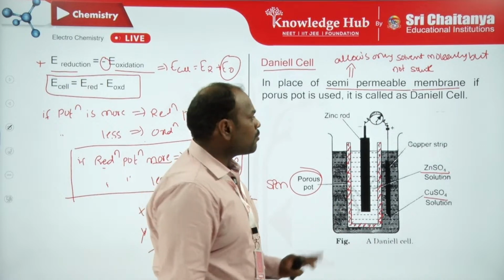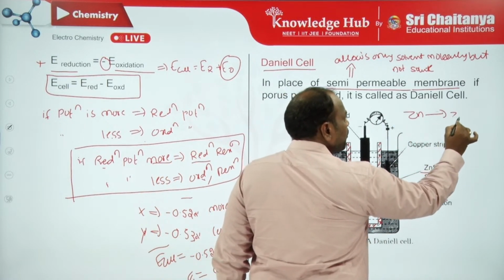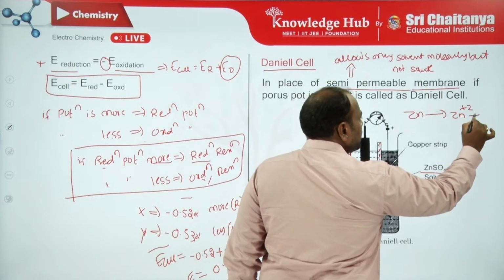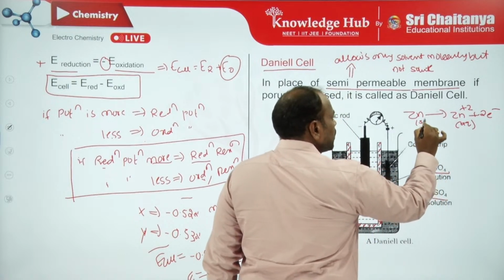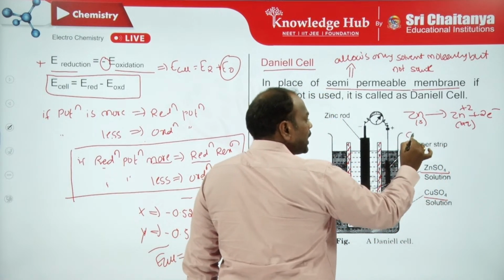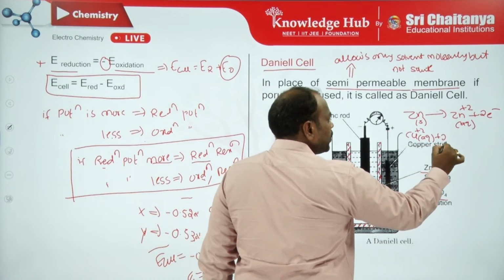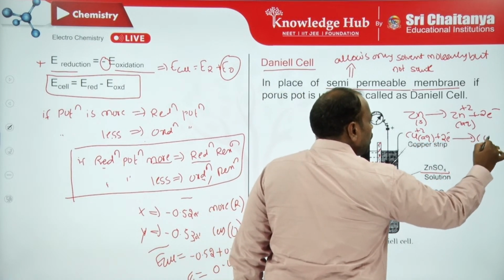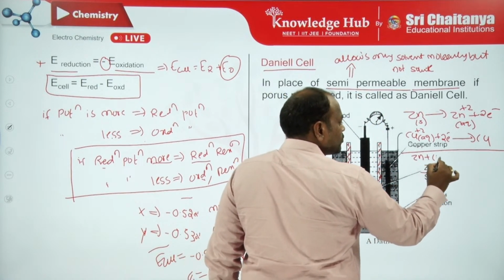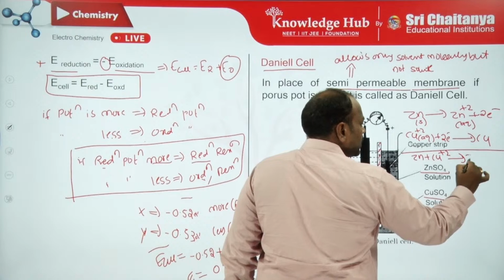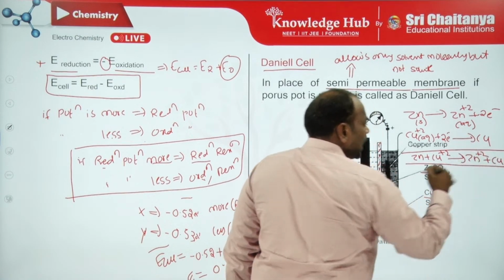Similar reactions are the same. What happened here? Zinc is converted to Zn²⁺ plus 2 electrons, aqueous, solid. Here, what happened? Again Cu²⁺ aqueous gains the 2 electrons, then is converted to copper. See the overall reaction: Zn plus Cu²⁺. The same reaction takes place.